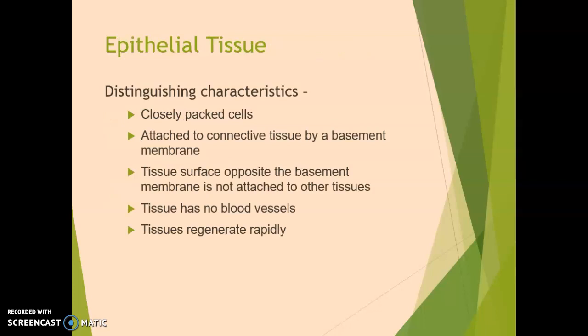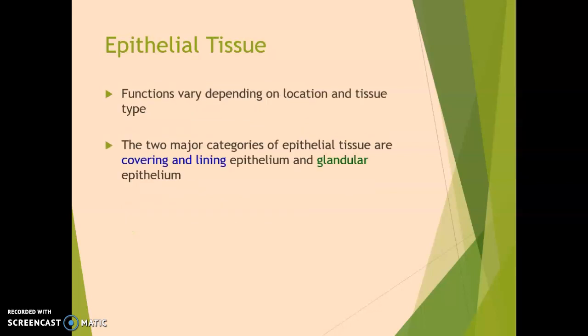So epithelial tissue is closely packed cells that's attached to a connective tissue membrane. The tissue surface is opposite the basement membrane and is not attached to other tissues, has no blood vessels, that means it is avascular. And tissues regenerate rapidly. An example of our epithelial tissue is going to be our skin. So the functions vary depending on location and tissue type.